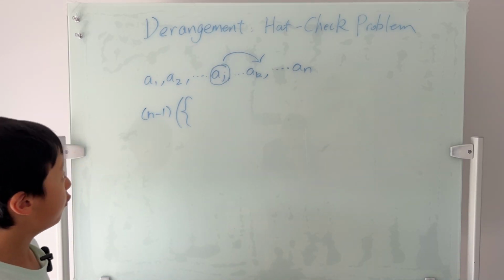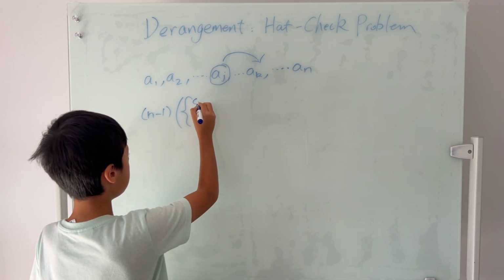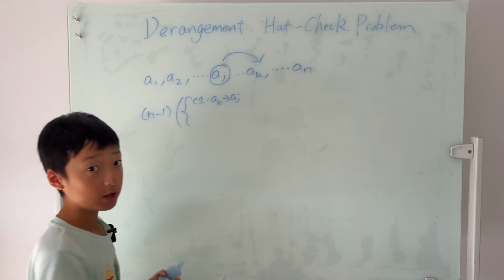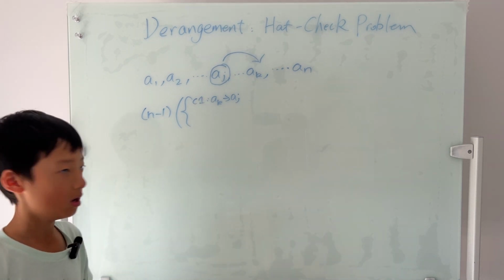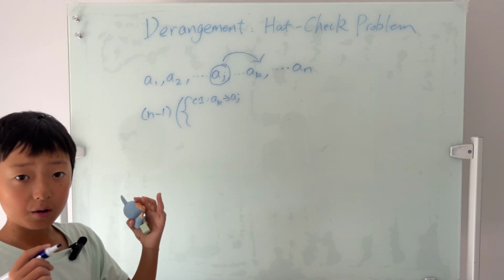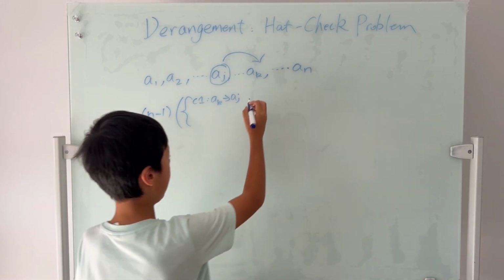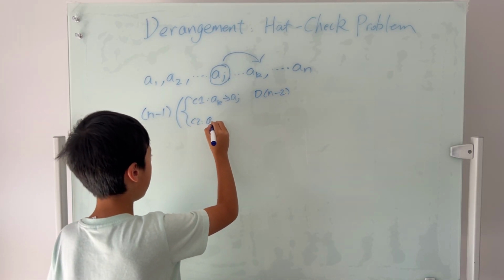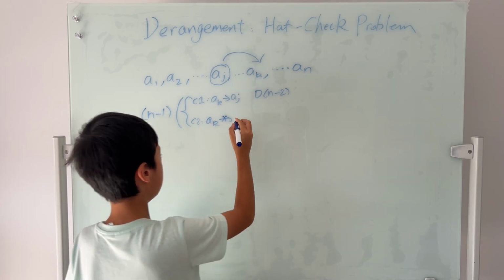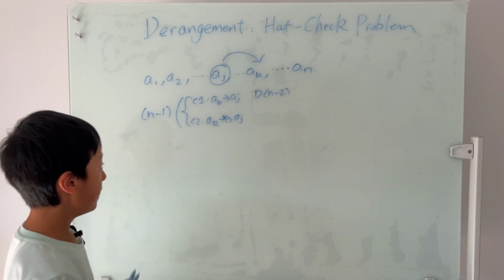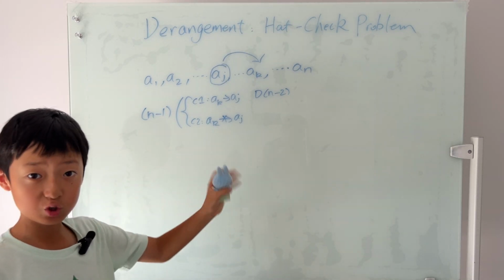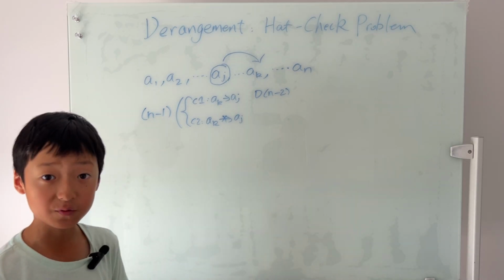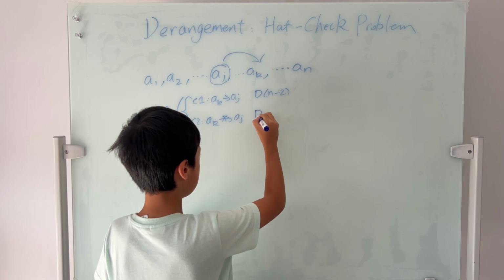Now we need to see, where does AK go? The first case is that AK goes to AJ. Now we have successfully deranged two elements, so there are n minus 2 more elements for us to derange. So it will be D n minus 2. Then for case 2, AK doesn't go to AJ. Similarly, we have only deranged one, so there are n minus 1 more elements for us to derange. So it will be D n minus 1.